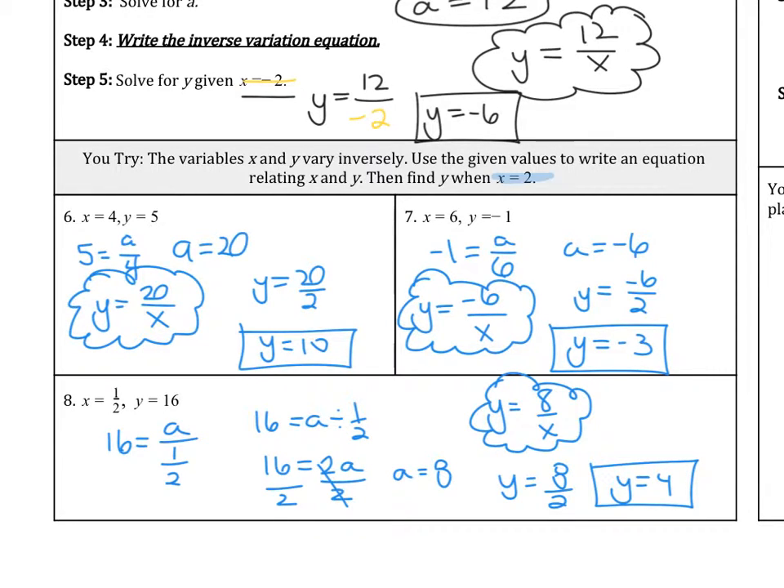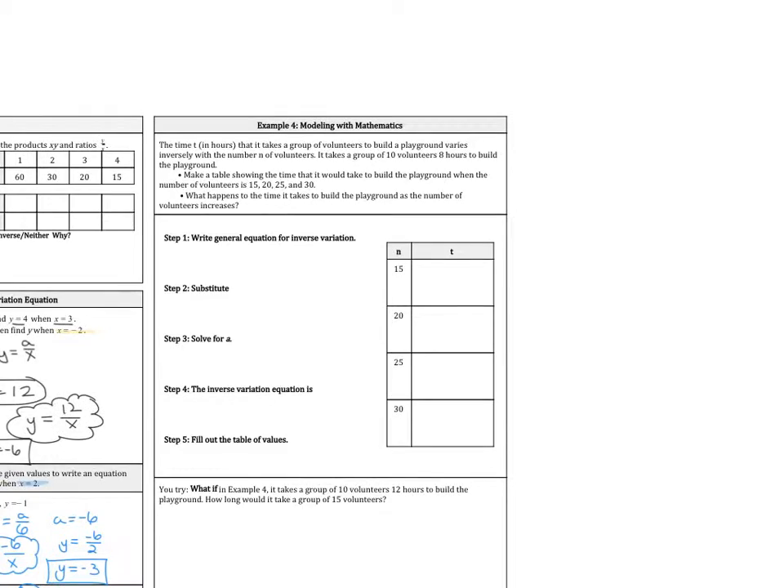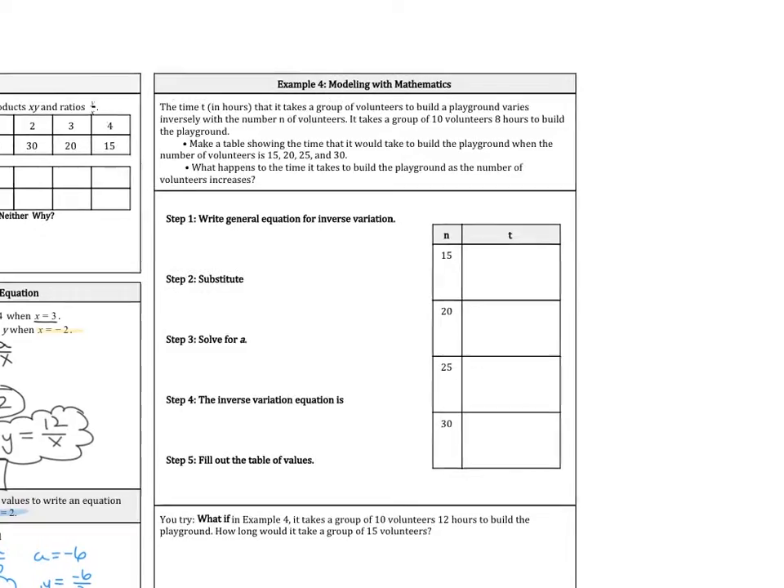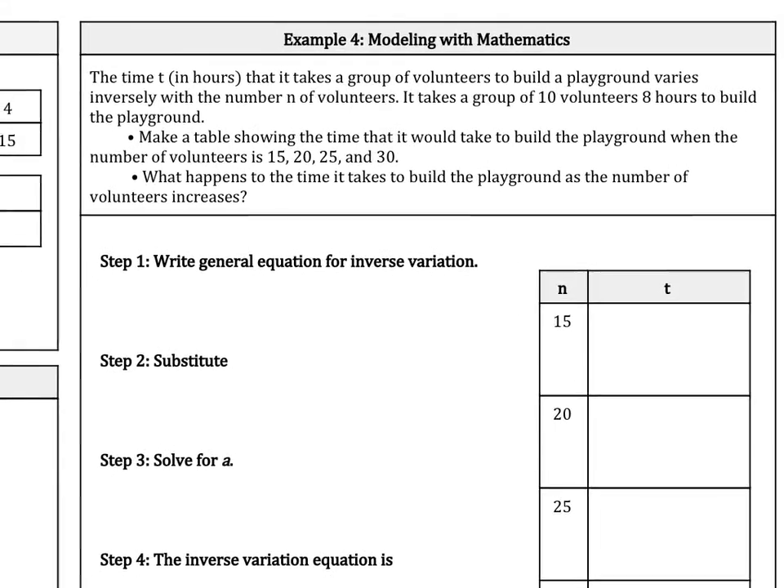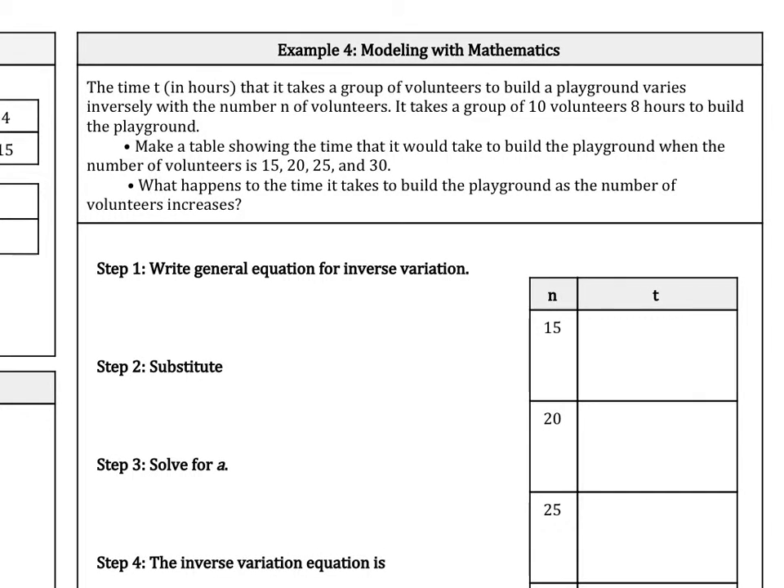All right, let's take a look at example 4, modeling with mathematics. In this example, the time t in hours that it takes a group of volunteers to build a playground varies inversely with the number n of volunteers. It takes a group of 10 volunteers 8 hours to build the playground. Make a table showing the time that it would take to build the playground when the number of volunteers is 15, 20, 25, and 30. What happens to the time it takes to build the playground as the number of volunteers increases?